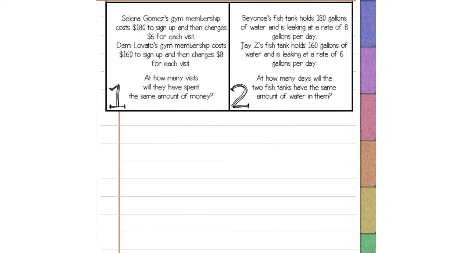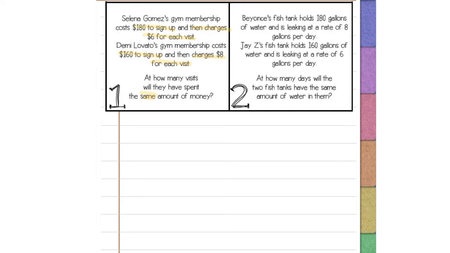So number one says, Selena Gomez's gym membership costs $180 to sign up and then charges $6 for each visit. So I'm going to go ahead and start underlining or highlighting keywords that I think are going to help me solve this problem. So I think that $180 to sign up is going to help me. And then in addition to that, charges $6 for each visit. And then Demi Lovato's gym membership costs $160 to sign up and then charges $8 for each visit. At how many visits will they have spent the same amount of money?